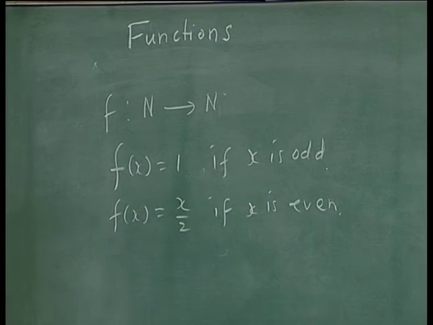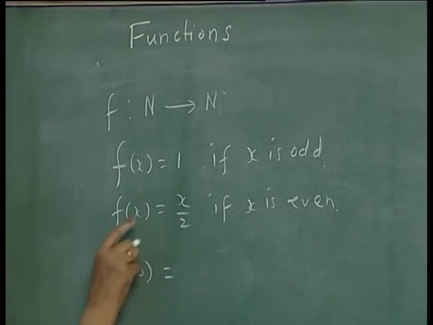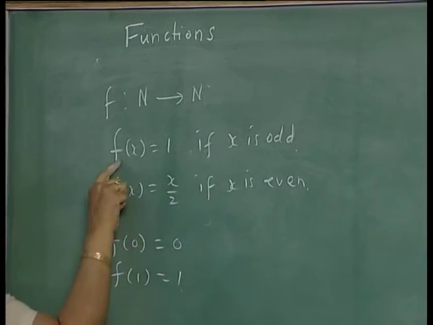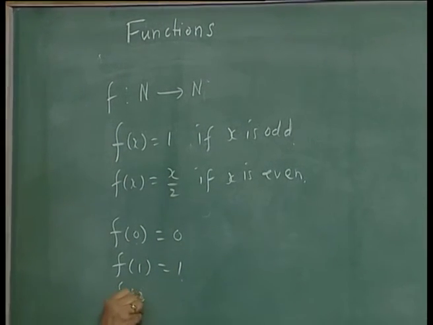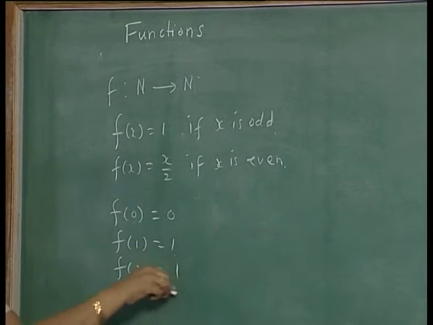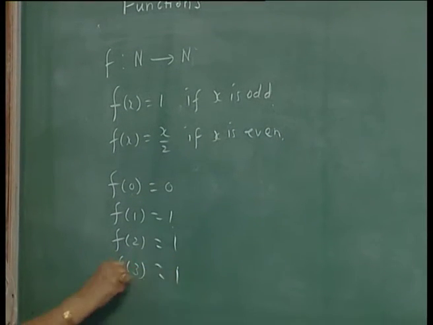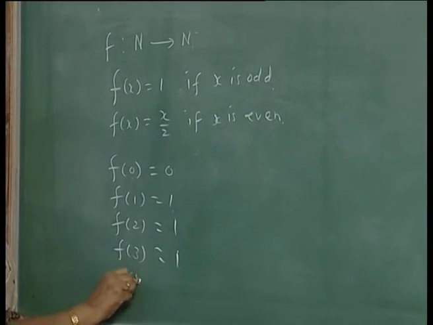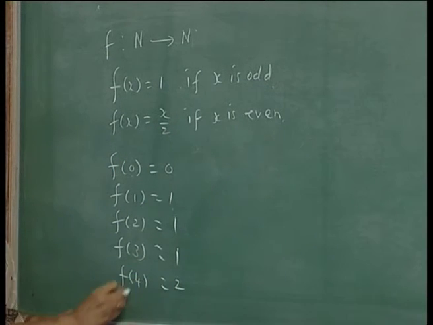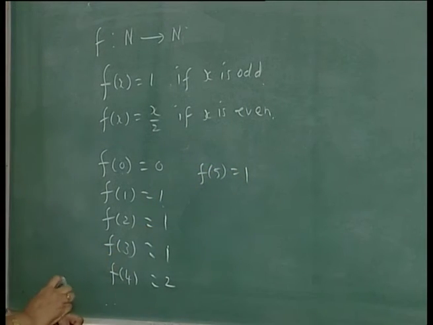In that case, what can you say about f of 0? f of 0 is even, so 0 by 2 is 0. f of 1 is 1 because it is odd. f of 2 is even, so it is 2 by 2, which is 1. f of 3 will be, it is odd, so it is also 1. f of 4 will be 4 by 2, that is 2, and f of 5 will be 1 because it is odd, and so on.